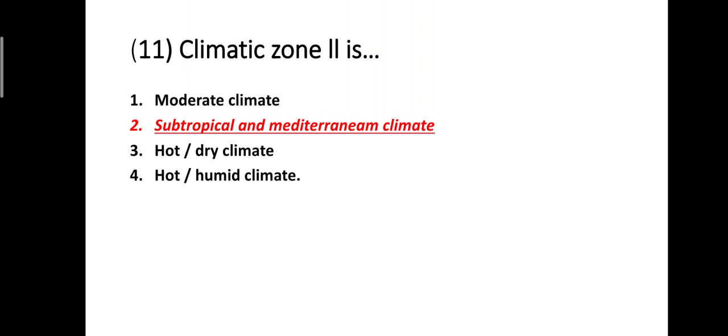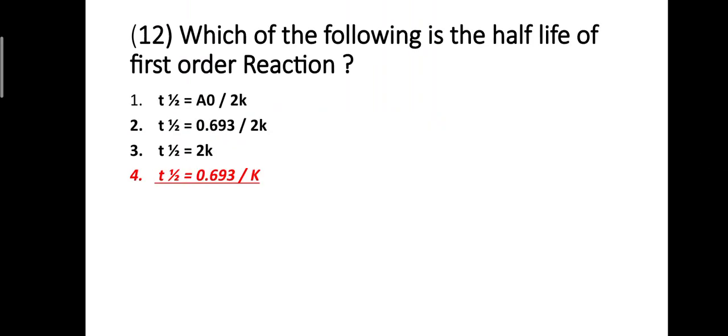Question number 11. Climatic zone 2 is: first, moderate climate; second, subtropical and Mediterranean climate; third, hot and dry climate; fourth, hot and humid climate. And the correct answer is option number second, subtropical and Mediterranean climate.